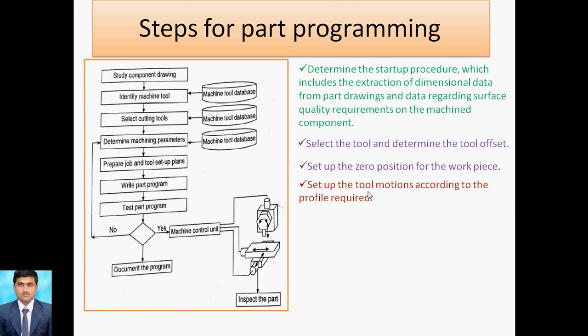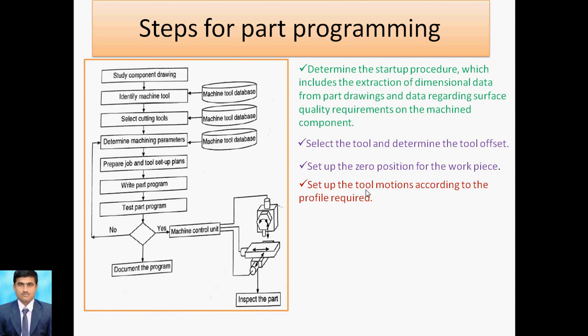Here tool motions are dependent upon the profiles. There are two tool motions available to us. The first one is a continuous tool path and the other is a discrete tool path. In a continuous tool path, an example is contouring. Contouring means you have to remove the material outside of the object. That time it is called a continuous tool path.